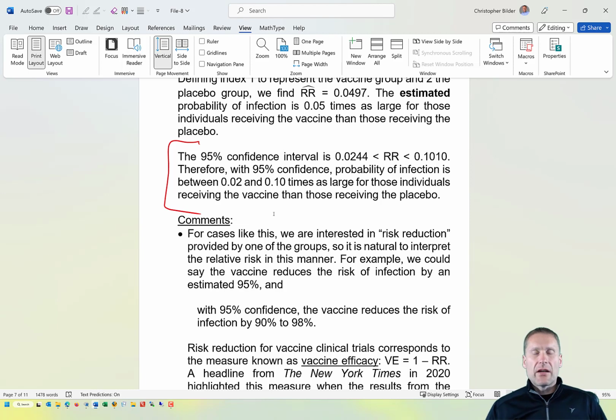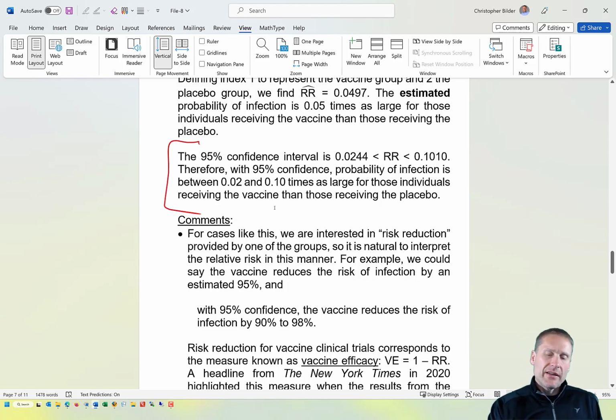So, standard interpretation then. With 95% confidence, the probability of infection, meaning probability of becoming positive, is between 0.02 and 0.1 times as likely for those individuals receiving the vaccine than for those individuals receiving the placebo. So we could see that it's much less likely to come down with the disease if you have received the vaccine.